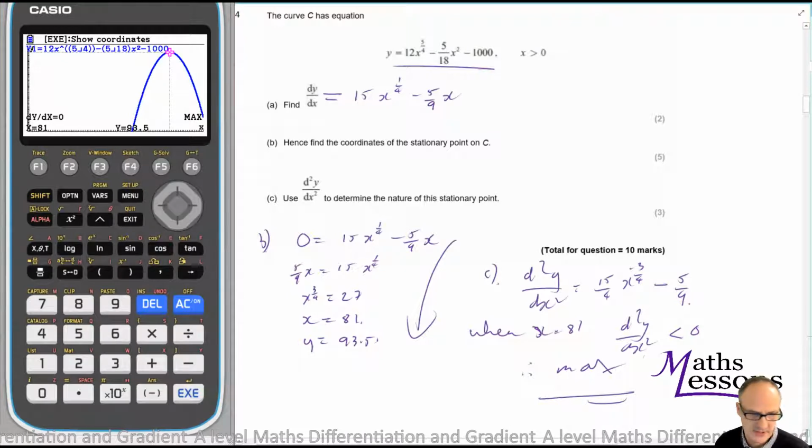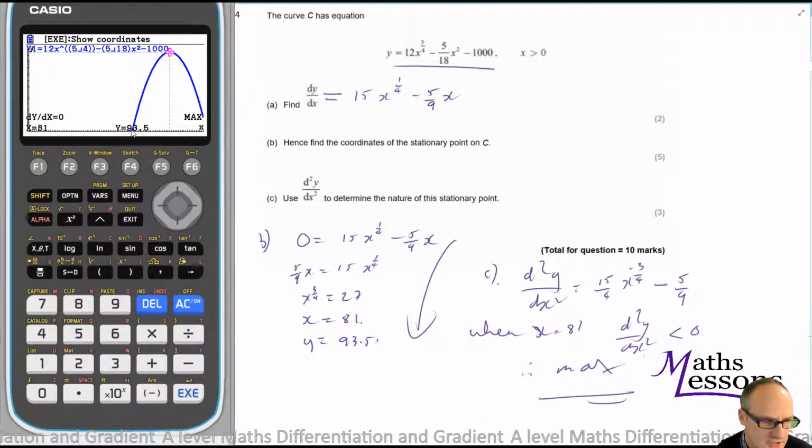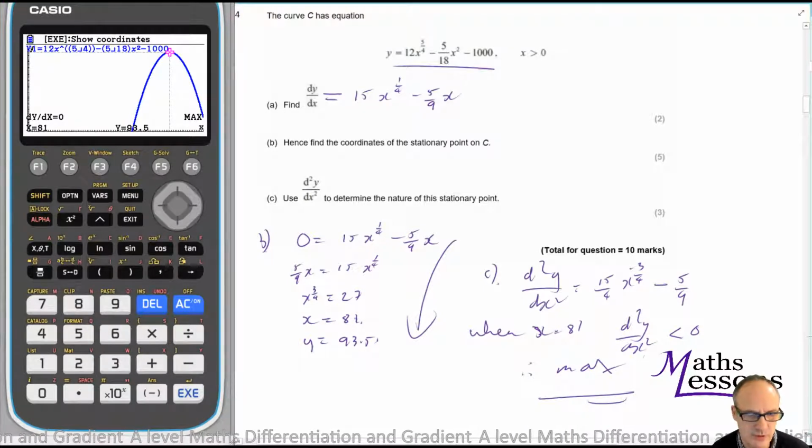So one interesting fact I want to do on this revision series is talk about increasing and decreasing. So the function is increasing all the way up until this point. So when x is less than 81, your function is increasing. And when it's greater than 81, the function is decreasing. Okay, it's worth pointing that out because that will come up quite often.